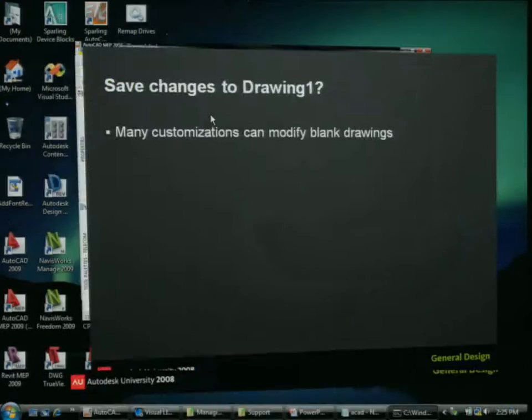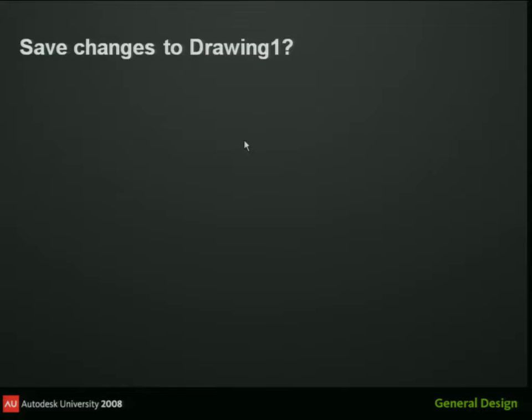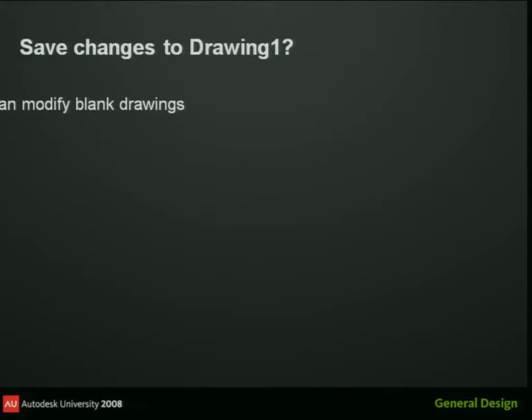All right, so back over here. Now, this one is so easy to fix, and I'm really surprised when it occurs. Save changes to drawing 1. Once as CAD managers we start modifying the environment, all of a sudden drawing 1 is always modified. The user just opened it up, just started AutoCAD, and that blank drawing, gosh darn it, says it's got to be modified and I have to save changes.